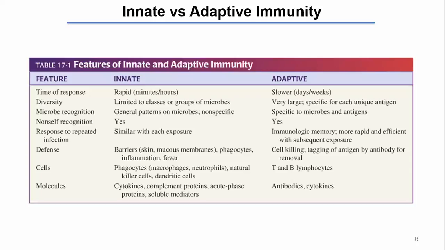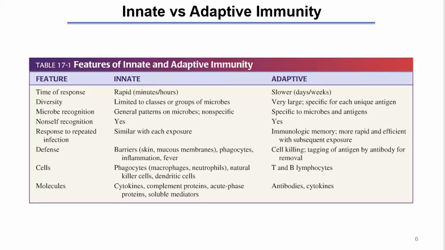The innate immunity, non-specific, is really that. It's not very specific. It's limited to groups of microbes. For instance, interferon works with all different types of viruses. They're not specific to a specific virus. Neutrophils phagocytize bacteria. Doesn't matter what the bacteria is. So it works against classes of microbes.